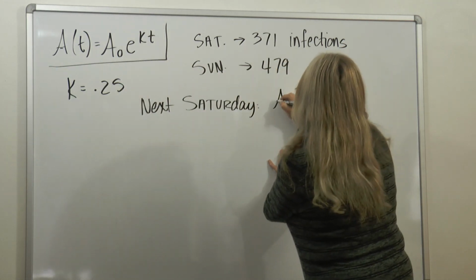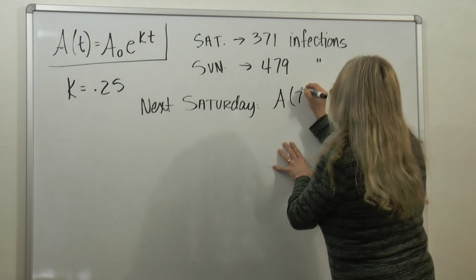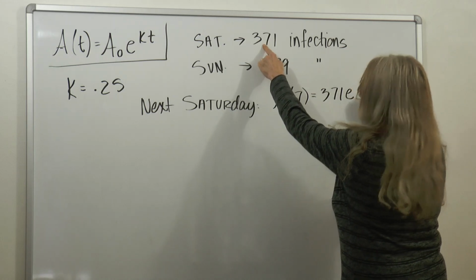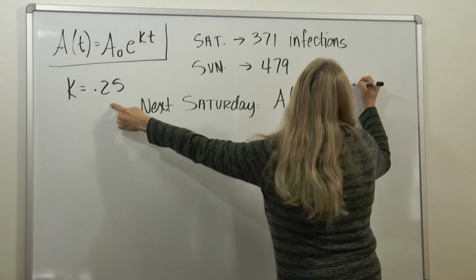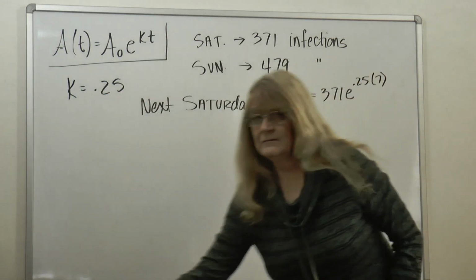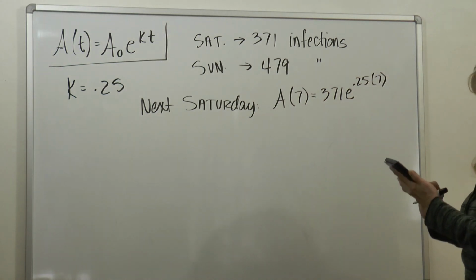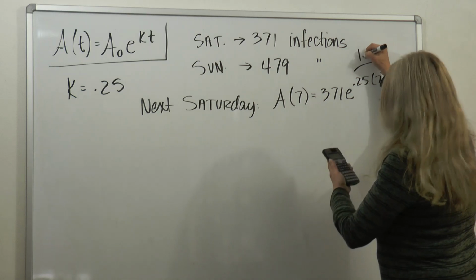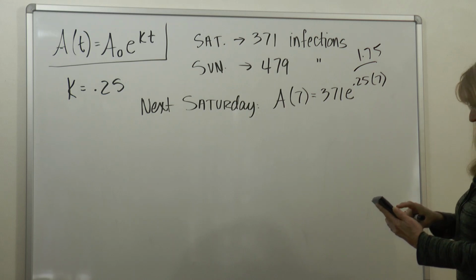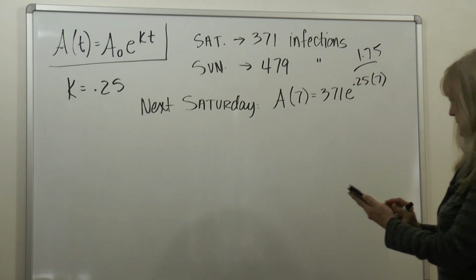Okay, so A, if I'm going from Saturday to Saturday, that's 7 days. With my beginning amount of 371, my K is 0.25, and my T is 7 days. Okay, so we want to start here. You're going to multiply 0.25 times 7. Okay, that gives us 1.75. Then we take e to that power and multiply it by 371.